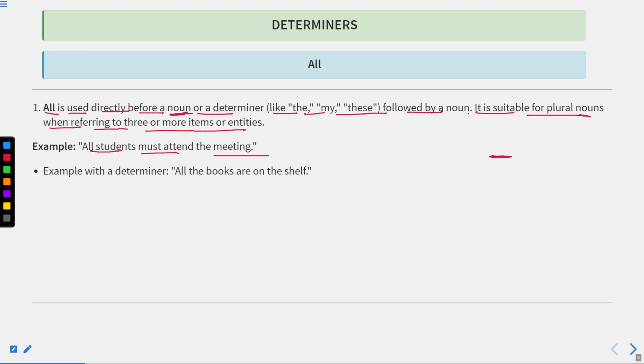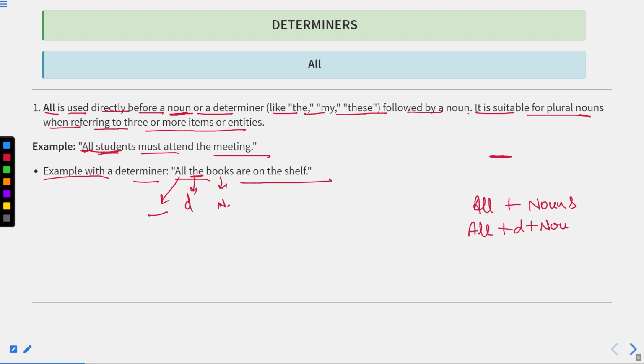All students must attend the meeting. So here you can see all, and after that we have the word students. Example with the determiner: all the books are on the shelf. So here the is the determiner before which we have used the word all, and books is the noun. So we can use all plus determiner plus noun, and we can also use all plus noun. So we can have both structures: all plus noun, and this noun should be plural, and all plus determiner plus noun.